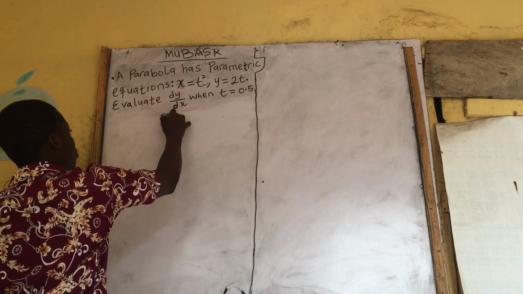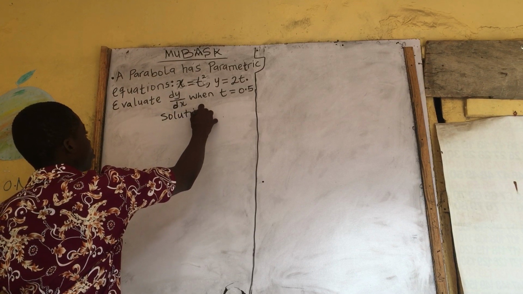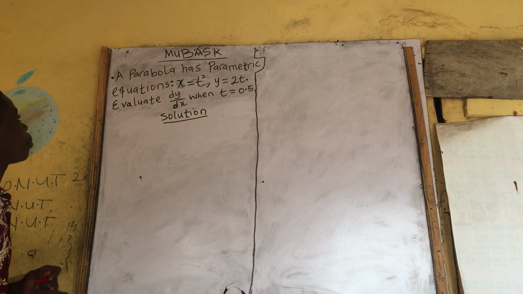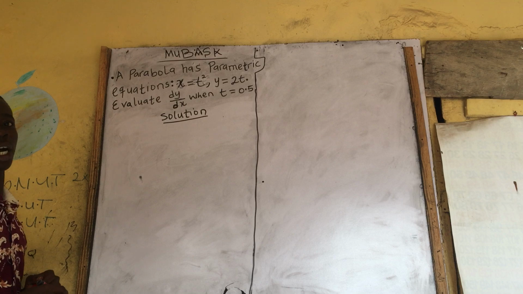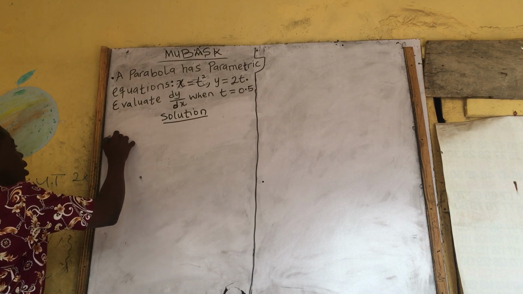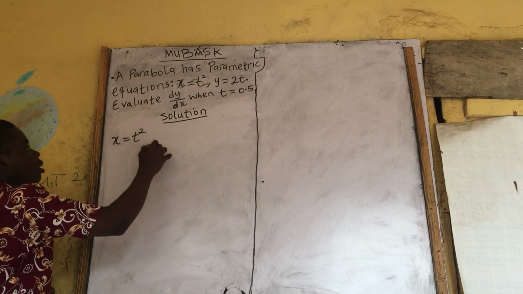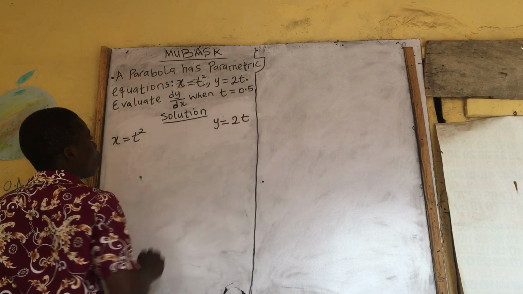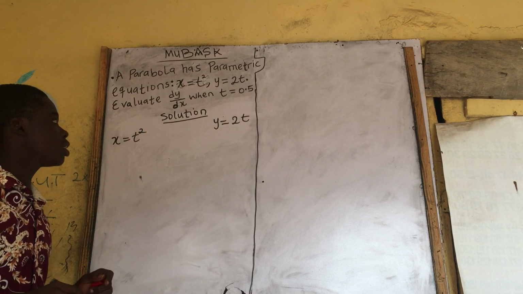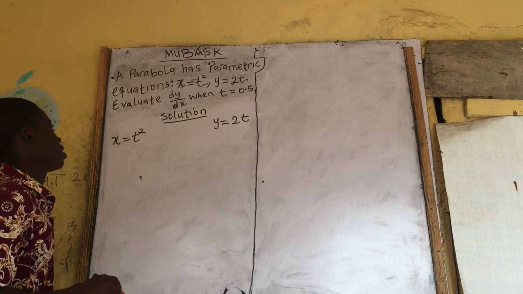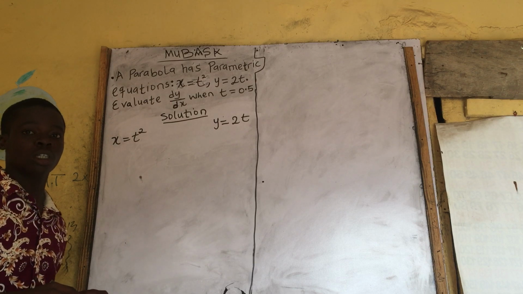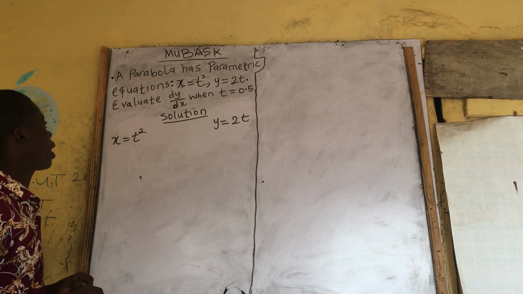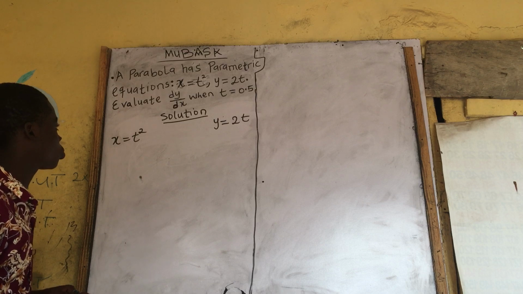Solution. They say a parabola has parametric equations. Let us write them out. x equals t squared and y equals 2t. Evaluate dy/dx when t equals 0.5. As you already know, this question came from differentiation. Let us apply the general formula to it.